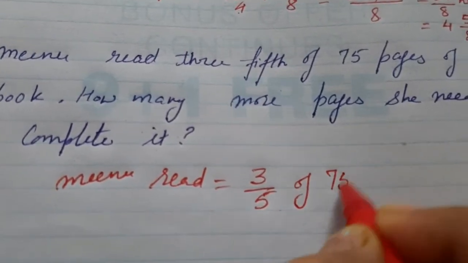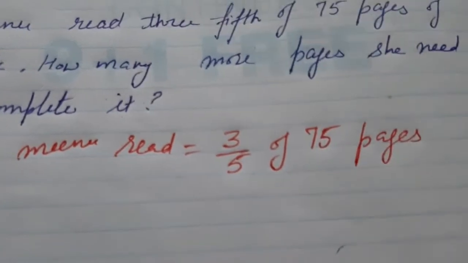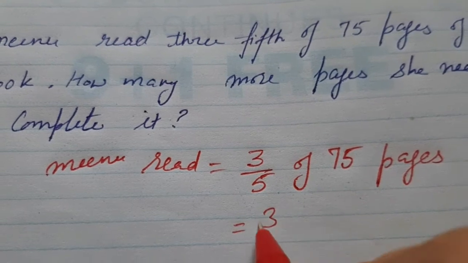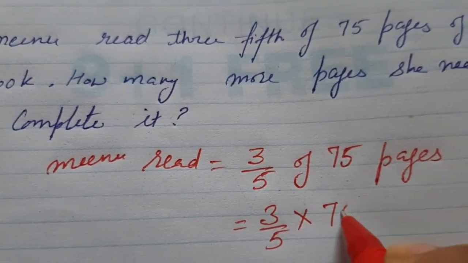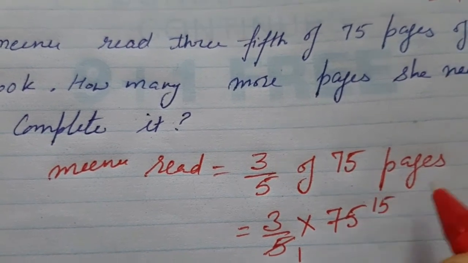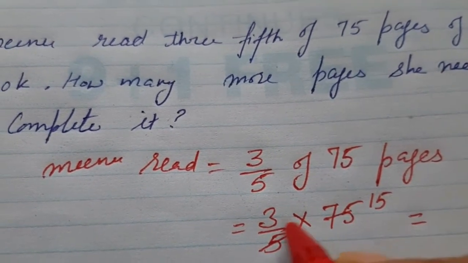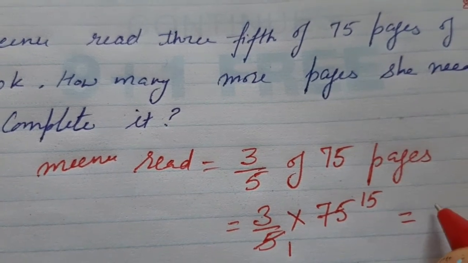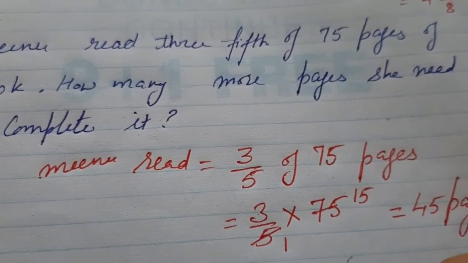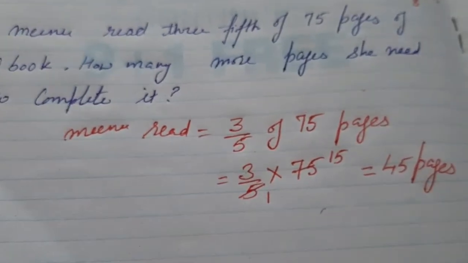3/5 of 75 pages. So that will come out to be 3/5 into 75. Do the cancellations. 5 ones are 5, 5 15s are 75. Now we will multiply numerator with numerator. 15 3s are 45 pages. Now she read 45 pages.